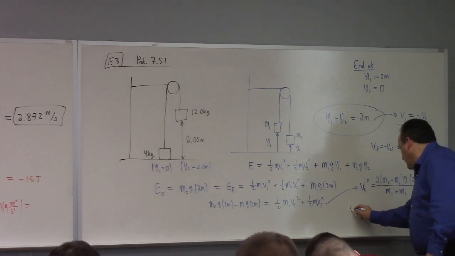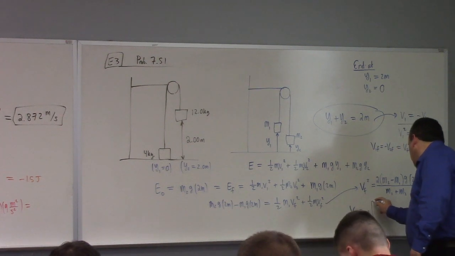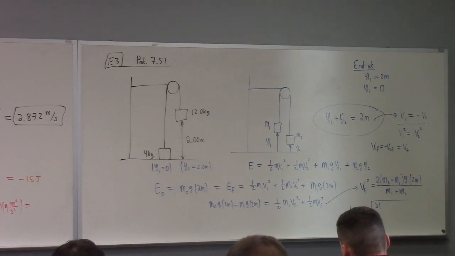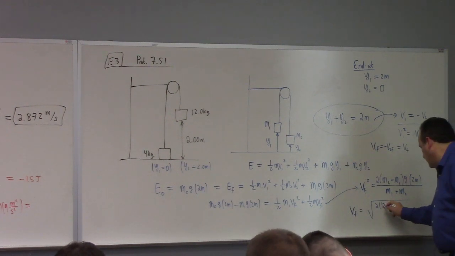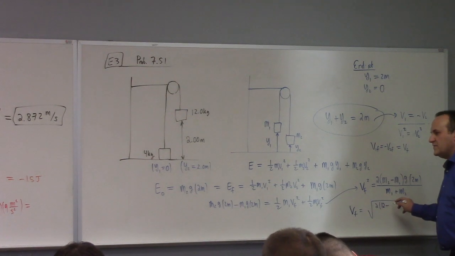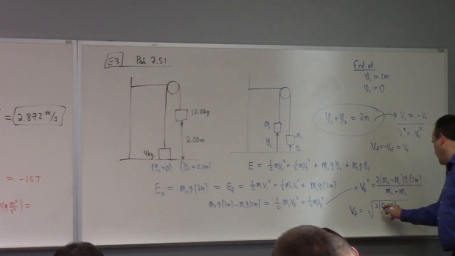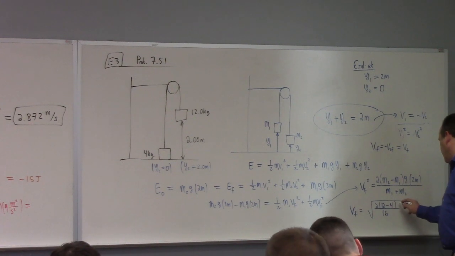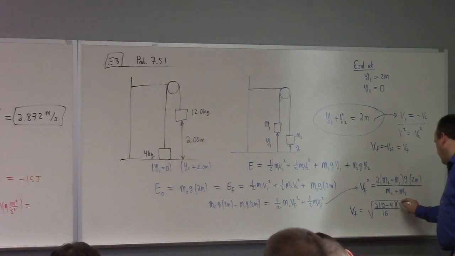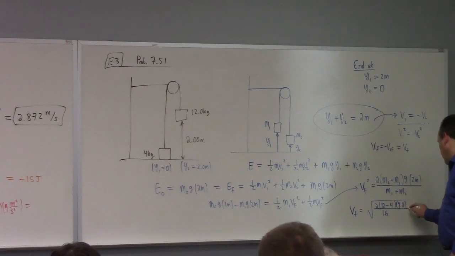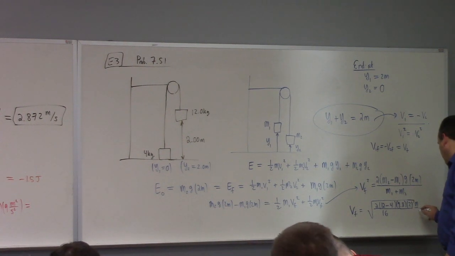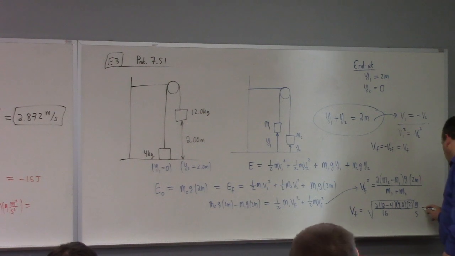Using algebra, vf is equal to the square root of 2 times my mass 2, which was 12 kilograms. So I got 12 minus, what was the other, 4 kilograms, divided by 12 plus 4, which is 16. And then I've got times 9.8. And then times my 2 meters. But I'm just going to leave that as a 2 and just say the units are meters over seconds outside this root. Whatever that is.